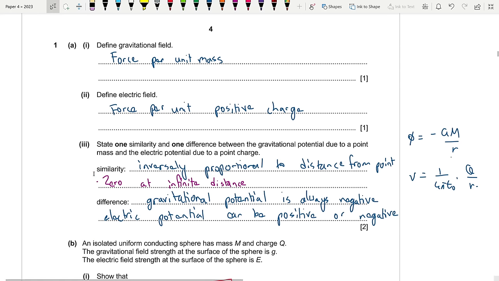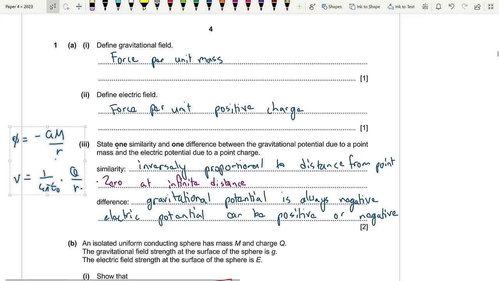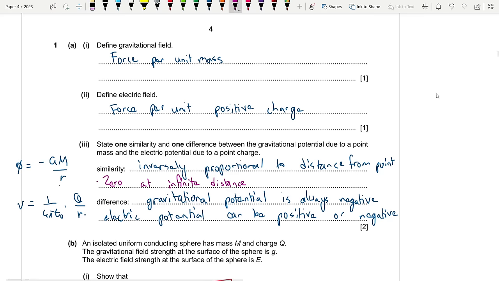You can also write that. Another similarity. Wait, let me just move this over here. There you go. So another point includes points of equal potential.